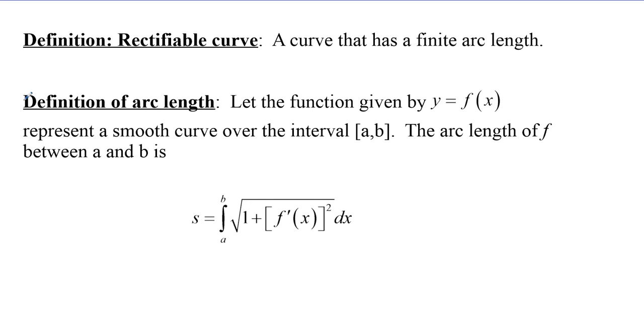First, a definition: a rectifiable curve is a curve that has finite arc length. And the definition of arc length is going to be our equation. If we have some function y equals f of x, which represents a smooth curve over the interval a to b, where smooth curve means no breaks and no sharp corners, then the arc length of f between a and b is S equals, and I don't like using S because it looks like my 5s, but that's what the book uses, the integral from a to b of the square root of 1 plus the first derivative squared.